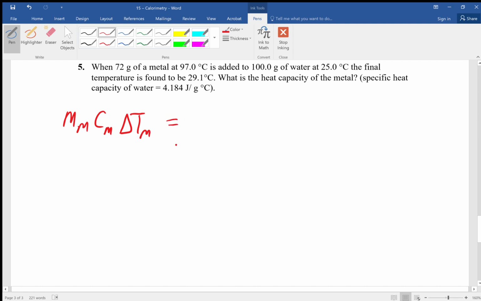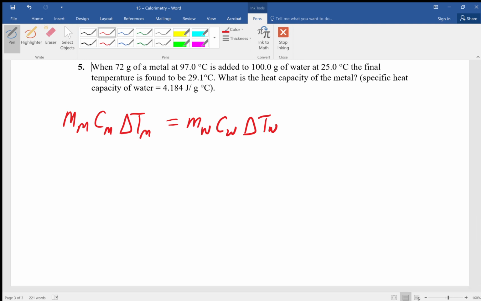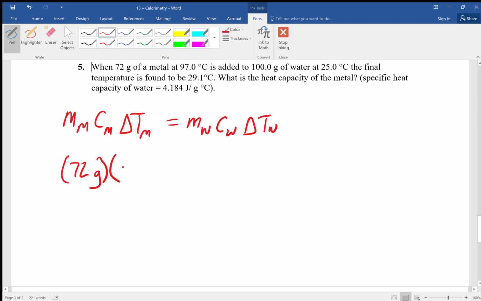And this is equal to the mass of the water times C for the water times delta T for the water. And now we can start filling in the terms that we have. So the mass of the metal is given in the problem as 72 grams. The C for the metal is unknown. That's what we're solving for. And delta T for the metal is the T final, 29.1 degrees Celsius, minus T initial, 97 degrees Celsius.